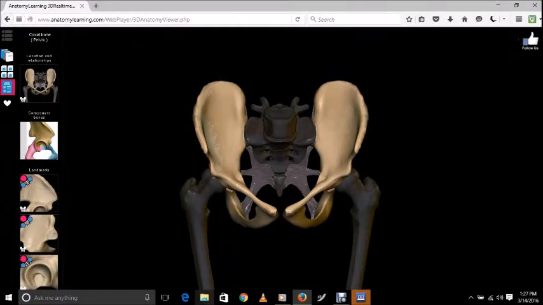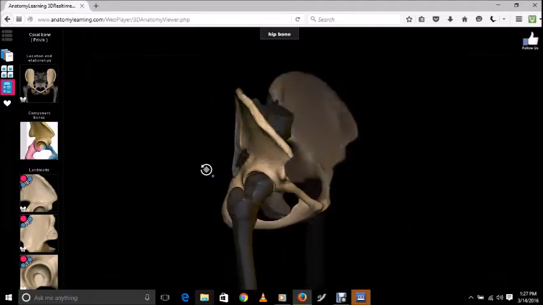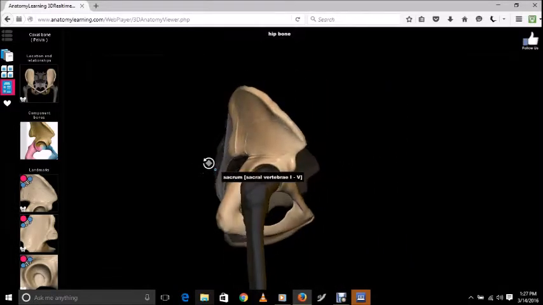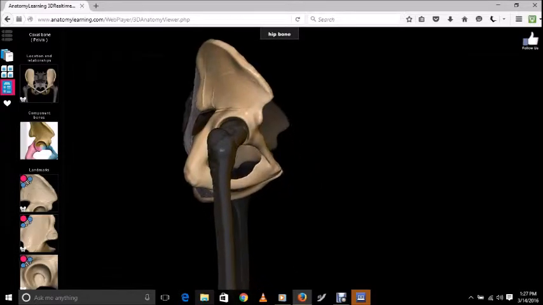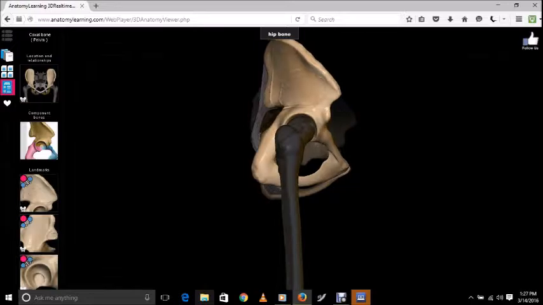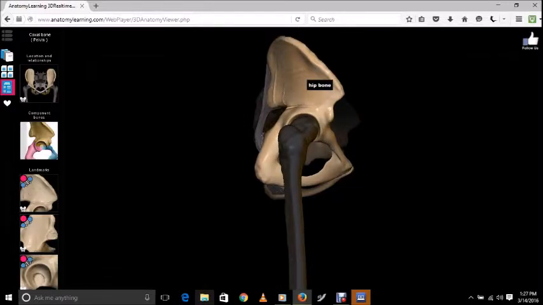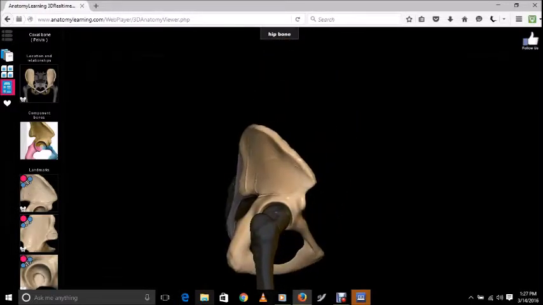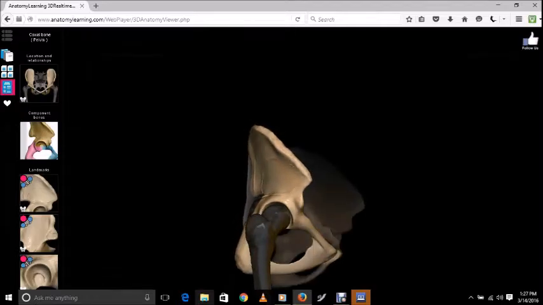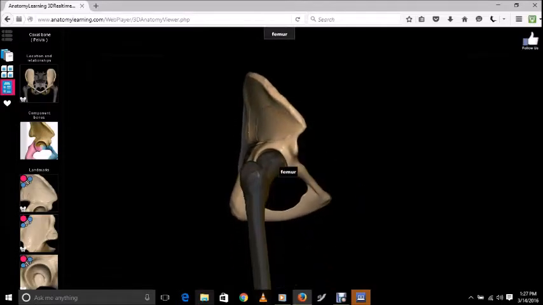So now, looking here on the complete 3-dimensional view, here we have the pubis, here we have the ischium, and here we have the ilium. And here, where the femur is articulating, we have the acetabulum.